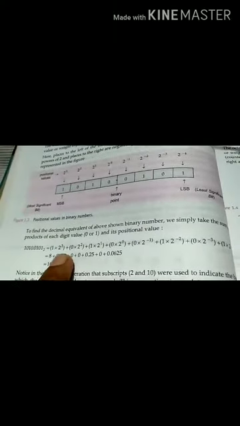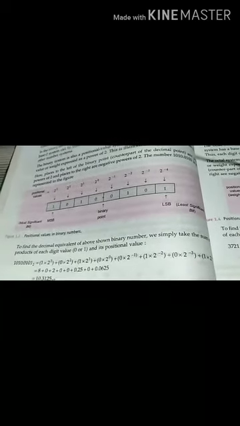Now calculate the equivalent decimal number. How can we calculate, students? 2 power 0 into 0, 2 power 1 into 1, 2 power 2 into 0, 2 power 3 into 1. After calculation, sum the answers and we find the answer 10. This is before the point. After the point, calculate this way too, then sum and arrange.